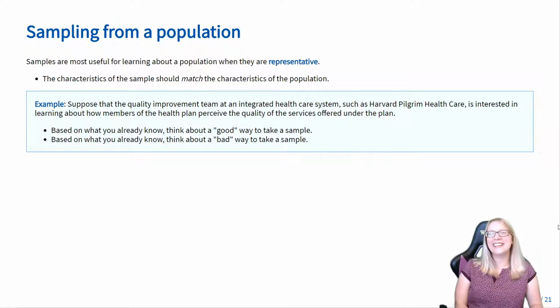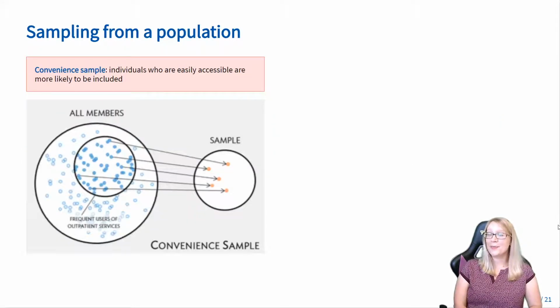Now let's take a look at an example here. Suppose that the quality improvement team at an integrated healthcare system is interested in learning about how members of the health plan perceive the quality of the services offered. So based on what you already know, what might be a good way to take a sample? What might be a bad way to take a sample? And I'll ask you about this a little bit more in class, so be brainstorming between now and then.